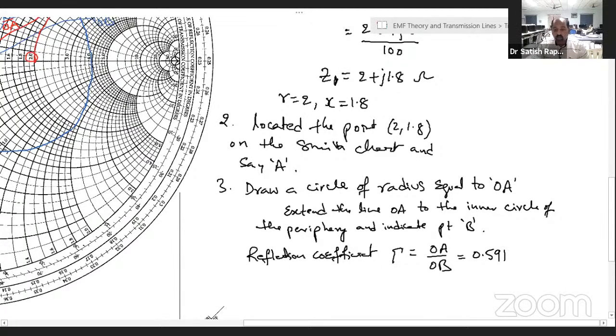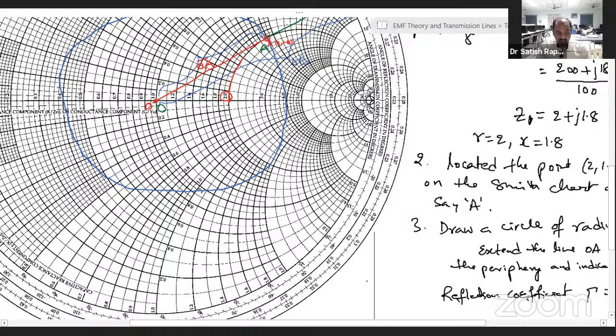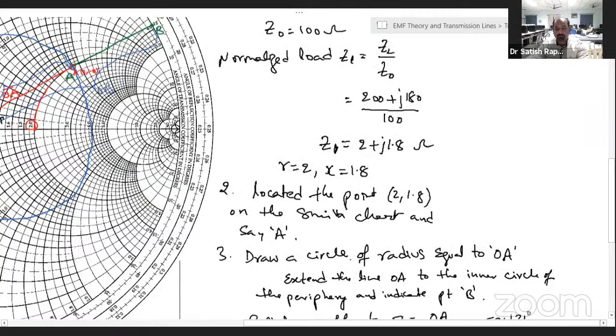And you can also determine the angle of reflection coefficient. This is the angle of reflection coefficient, from here to here. How much will you get? 31 degrees. So this is how we can determine the reflection coefficient using the Smith chart.